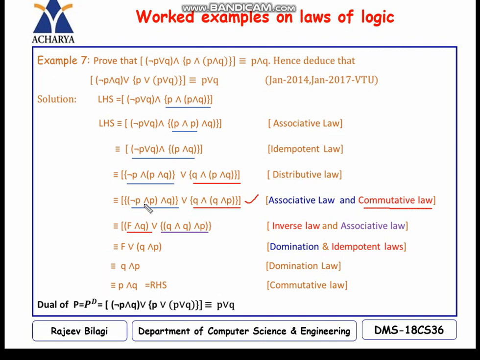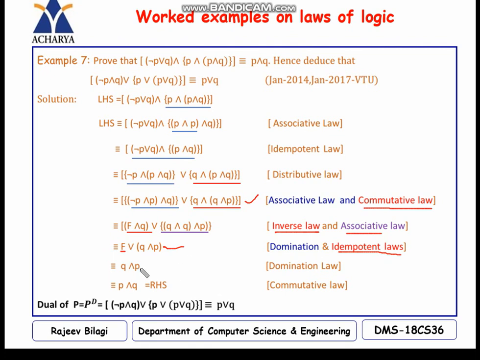So now P and the negation of P, and P, is F, that is the inverse law. Okay, so the inverse law I have applied here, F and Q, here OR operator, Q and Q, again the associative law, so Q and, say, Q and P. So this is the associative law. What you are getting now, F and Q is F, that is the domination law. F and Q is F, OR operator, Q and Q is again Q, which is the idempotent law. Q and P. So this is the last but one step.